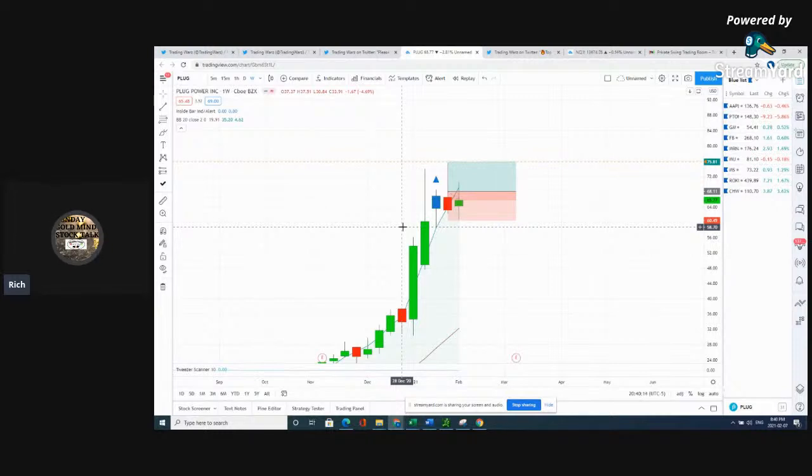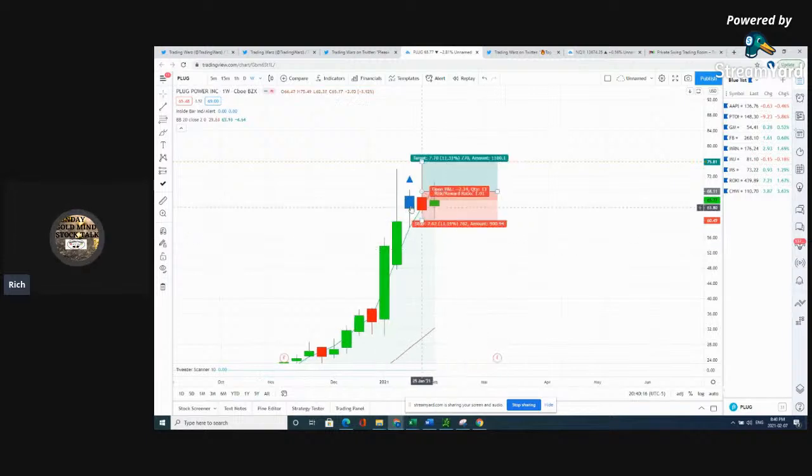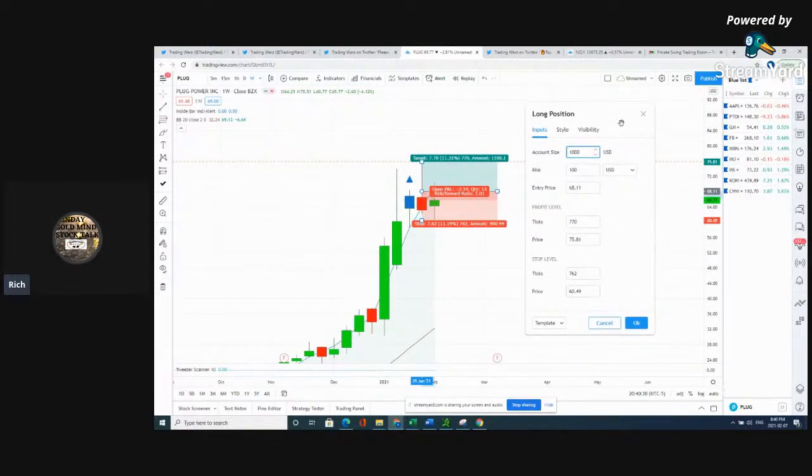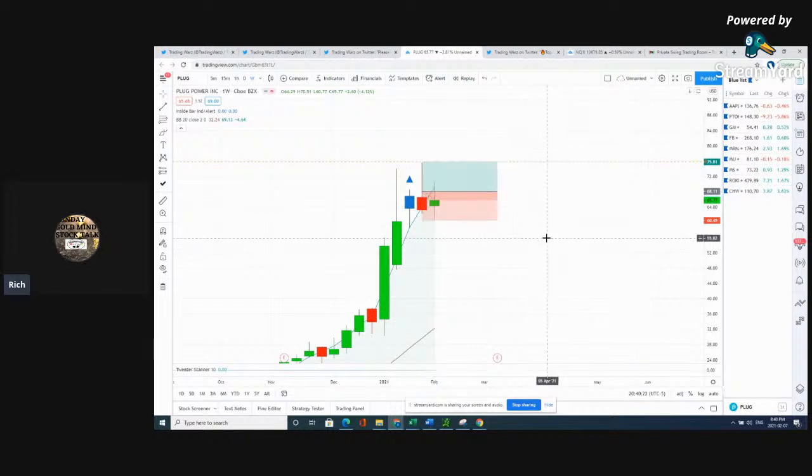And then from there, it actually reversed. But if you notice, it reversed all the way down to my stop loss, which was 60.49, but it never hit my stop loss for the rest of my position, which is pretty crazy because I came within a few cents of hitting it. And that's another thing that I like about my style, the stop loss. The reason I have the stop loss there is based on Fibonacci.